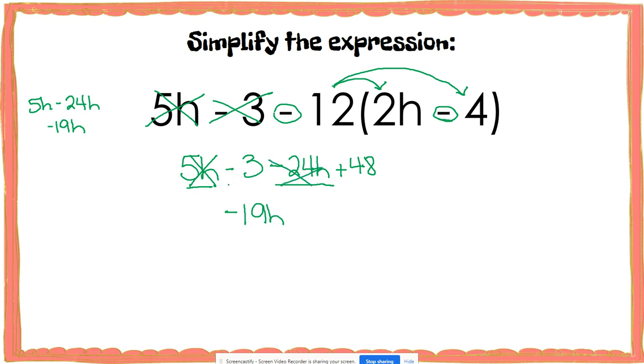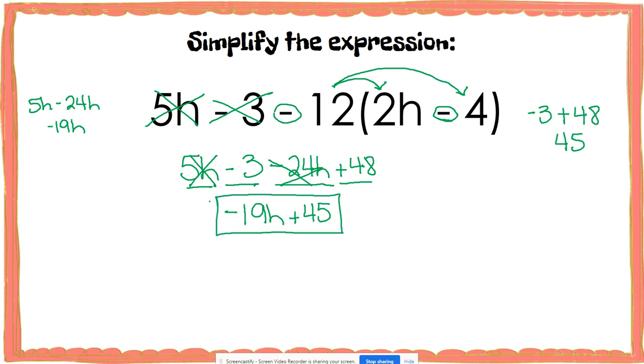Next, I see that I have negative 3 and positive 48. So to simplify these, I'm going to add negative 3 plus 48. When I add negative 3 plus positive 48, I get positive 45. Since it's positive, I'm going to write plus 45 in my expression. So my solution is negative 19h plus 45.